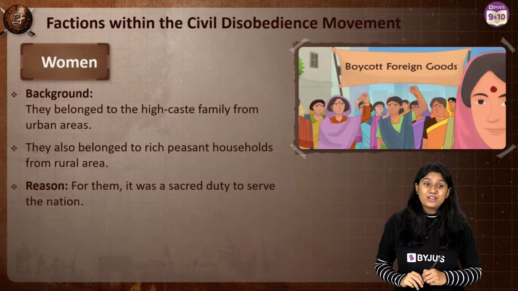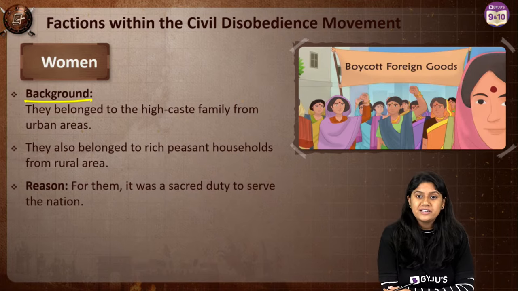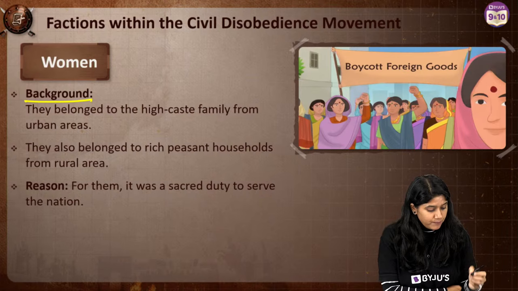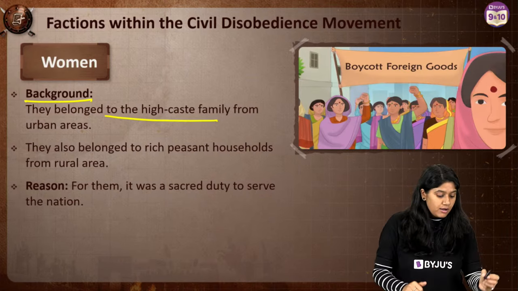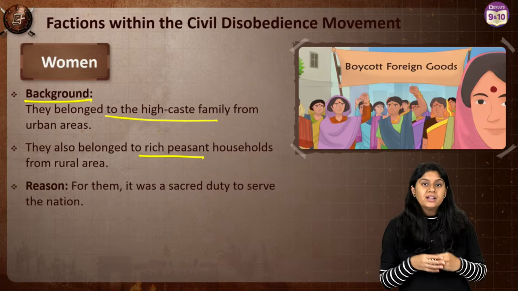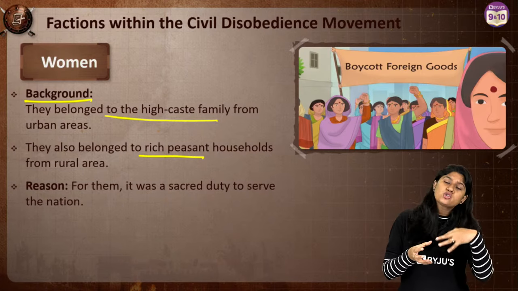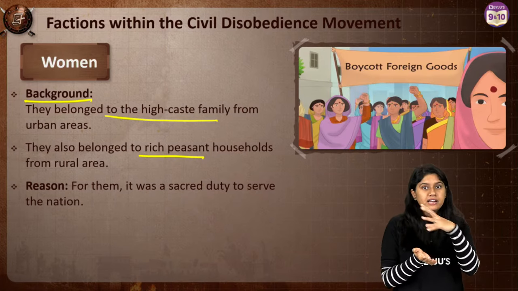The last part, everyone, is the women. What was the contribution of the women in the independence and especially in the civil disobedience movement? What we saw, various women from the high caste families and women from the rich peasant families supported the movement. They used to come out, they used to listen to Gandhiji, what he was saying, right? And they used to contribute, right? And of course, they helped in the independence.